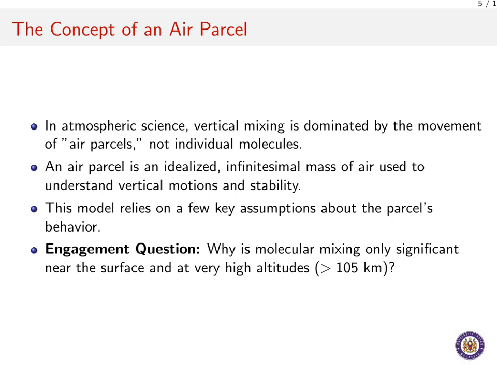To make our models work, we have to make a few key assumptions about this parcel. For example, we assume it is thermally insulated from its surroundings, meaning it does not exchange heat with the air around it. We also assume it moves slowly enough that its kinetic energy is negligible. These idealizations help us understand the fundamental physics of vertical motion and atmospheric stability, which we will explore next.